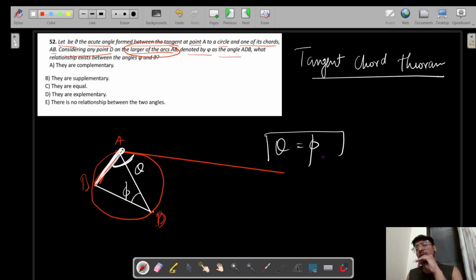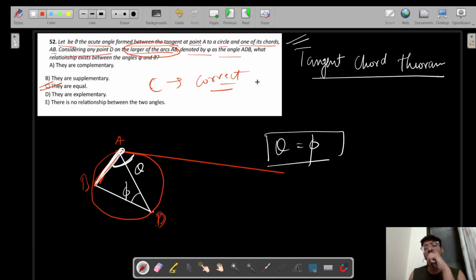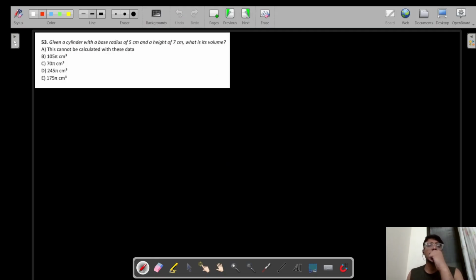If you still have any problem, you can go through this theorem, the tangent chord theorem. If you have any doubt left, just reach out to me via the comment section and I will surely answer you. So theta is equal to psi, and option C, that they are equal, is absolutely correct. There is no doubt in it. The theorem that we use here is the tangent chord theorem.